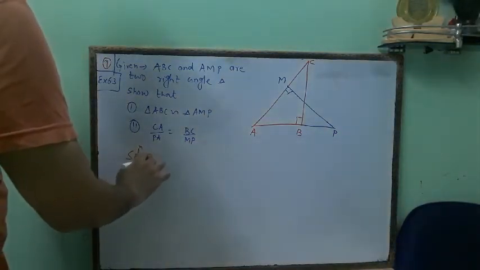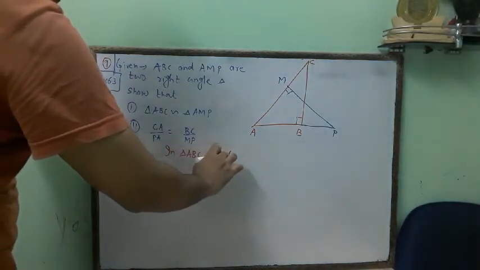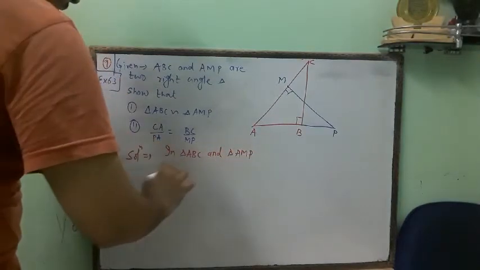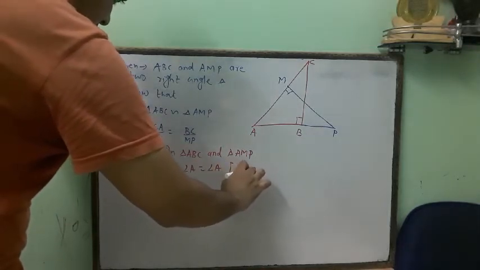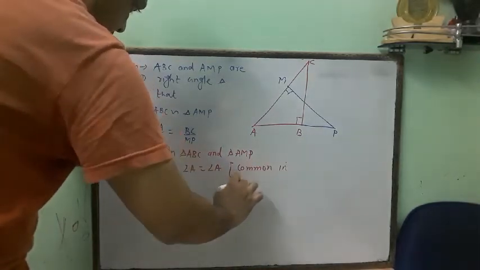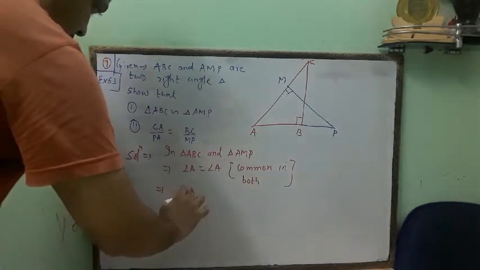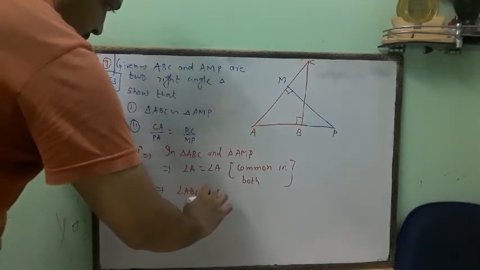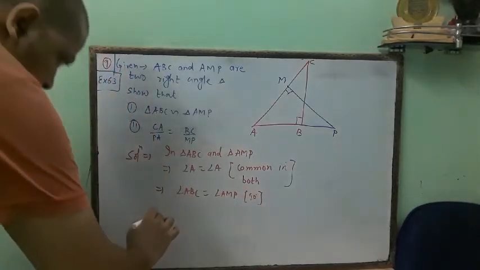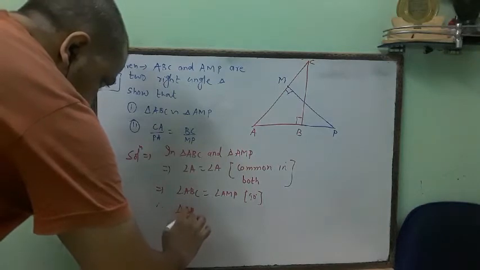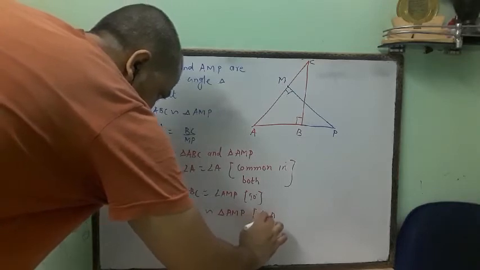Solution. In triangle ABC and triangle AMP, the first angle: angle A is equal to angle A, that is common in both. The second: angle ABC is equal to angle AMP, that is equal to 90 degrees. Therefore triangle ABC is similar to triangle AMP, and the criterion will be angle.